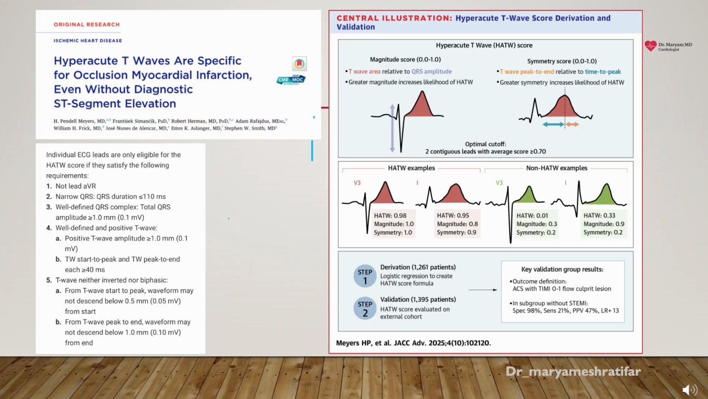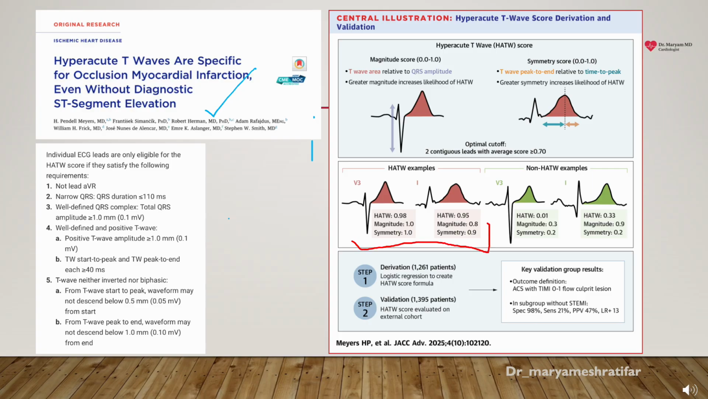To support my point, this article from the JACC journal published this year discusses the significance of the hyperacute T wave and its specificity for myocardial infarction. It even states that if the necessary features are present, it may indicate reperfusion even in the absence of ST elevation. The characteristics of hyperacute T waves are shown on the left side of this figure.